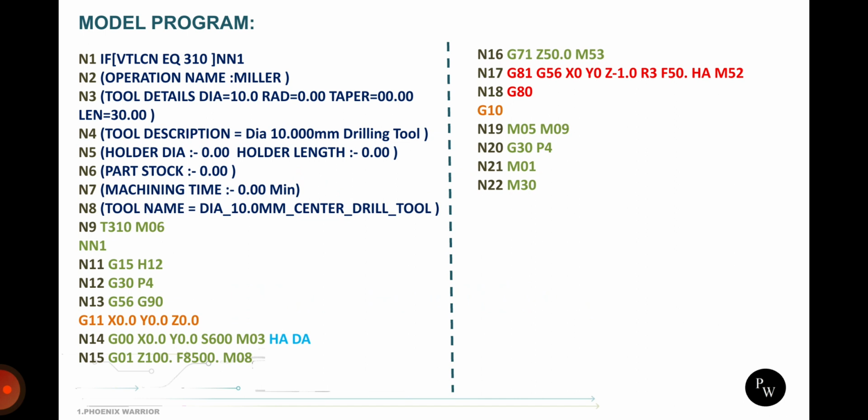So after that, N9, that is the tool changing block. After that, NN1, if the tool number is the same, then it will come into the NN1 line. So after that, G15, it's a work coordinate system selection, and H12 is a work offset number, and G30P4 is a reference return. So it is for Poka-yoke purpose.